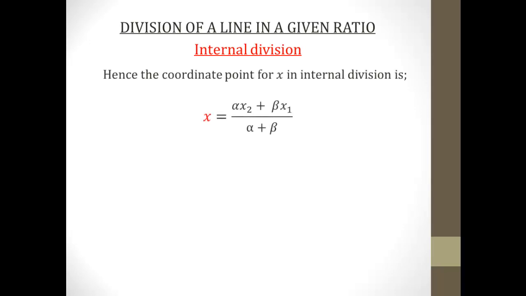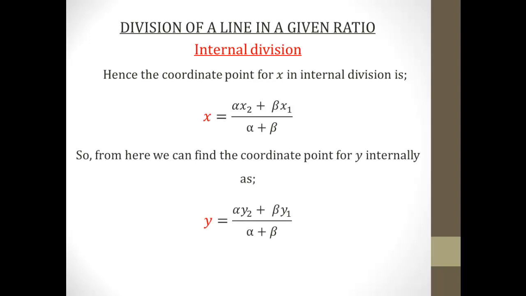So hence the coordinate point for x in the internal division is x equals alpha x2 plus beta x1 all over alpha plus beta. Now from here we can see that alpha, which is the bigger ratio, is going to multiply the second value of x, which is x2, and then beta, which is the smaller ratio, is going to multiply the first value of x, which is x1, all over alpha plus beta.